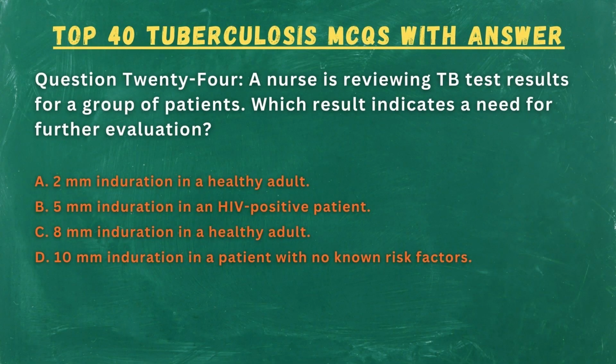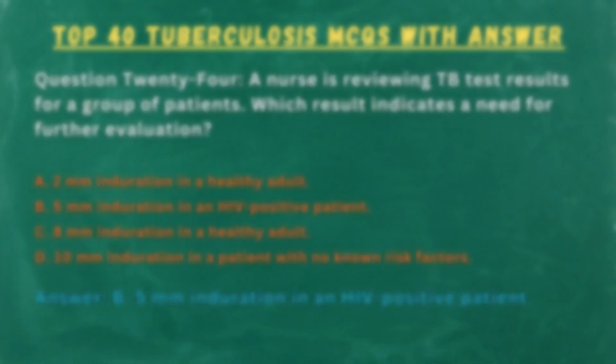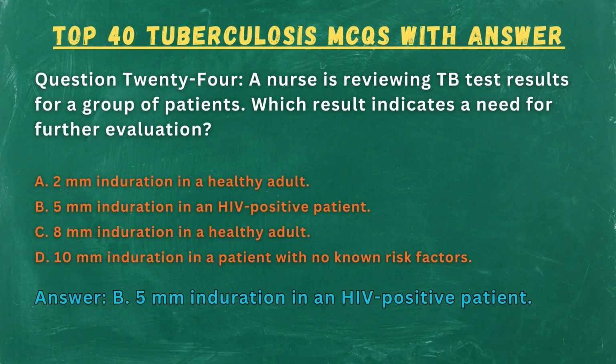Question 24. A nurse is reviewing TB test results for a group of patients. Which result indicates a need for further evaluation? A. 2 millimeters in duration in a healthy adult. B. 5 millimeters in duration in an HIV-positive patient. C. 8 millimeters in duration in a healthy adult. D. 10 millimeters in duration in a patient with no known risk factors. Answer: B. 5 millimeters in duration in an HIV-positive patient.